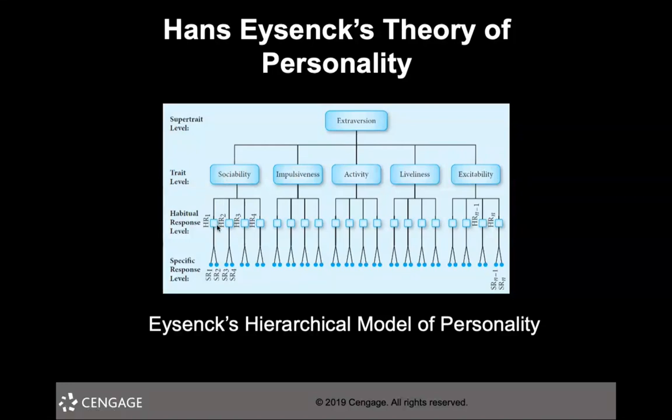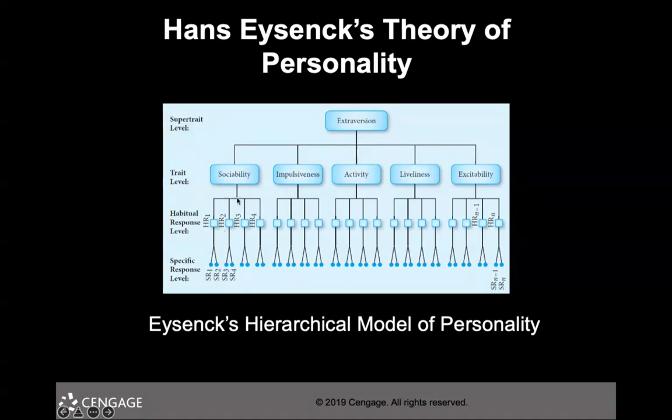And so someone who's sociable, maybe he loves to make friends. He has all of these habits, like they are more confident. They confidently introduce themselves to others. They are not shy. So these are all specific habits that sociable people have. They're on the street and they would randomly start talking to people and making friends. So these are these habitual responses that sociable people have. And within this habitual response level, this can further be broken down into specific response levels.